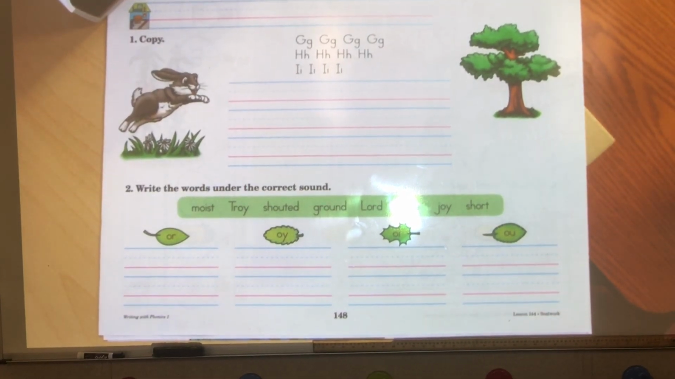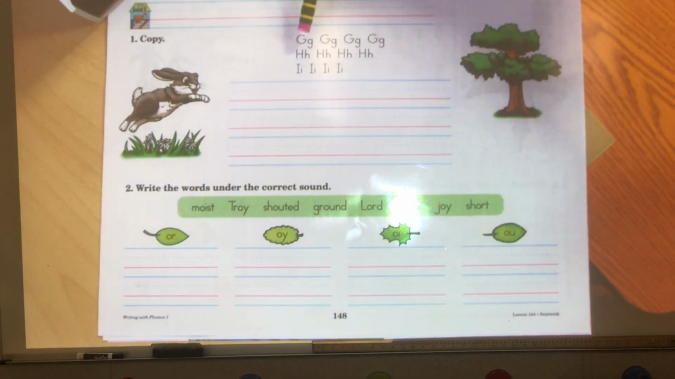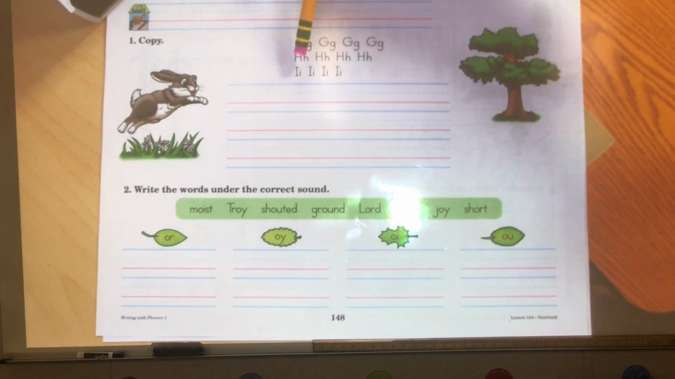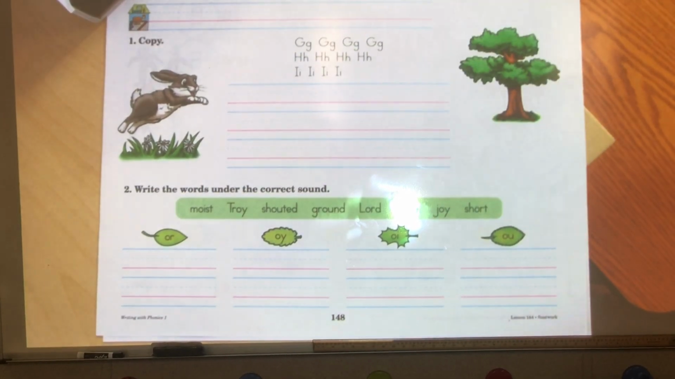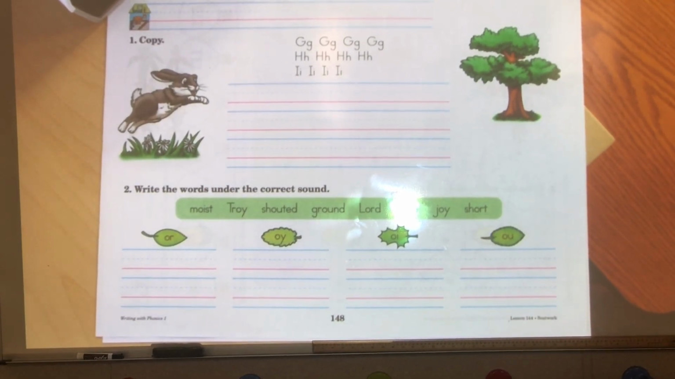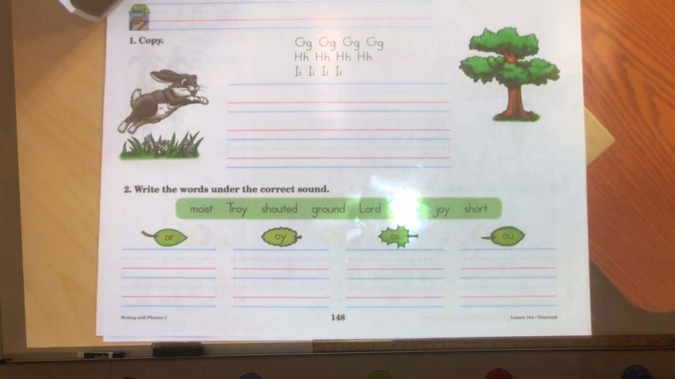We have been reviewing our capital letters and lowercase letters. Today we will be working with the capital and lowercase G, H, and I. Boys and girls, make sure you form the letters the right way and you do not go past your lines.